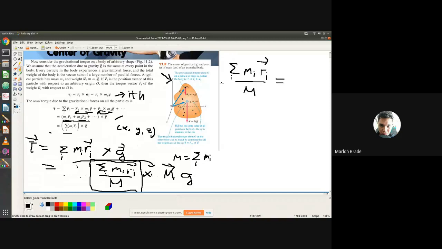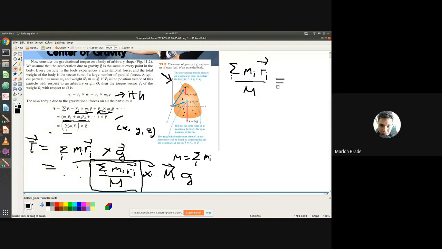Kini tanawa, unsa man ni siya? Vector ni dili? Unsa ni vector ni siya nga quantity dili? Guys, vector ni dili? Vector, sir. Okay, vector.